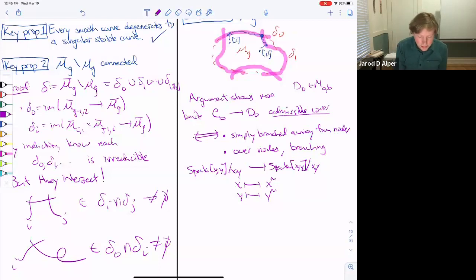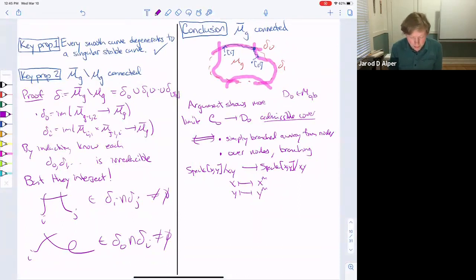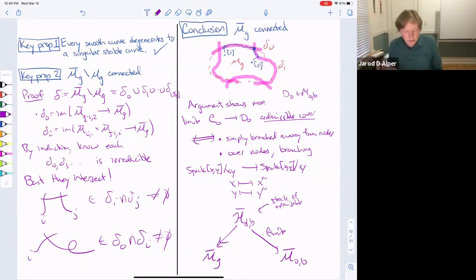But the upshot of this is it gives you a nice way to complete, or compactify, that picture we had earlier. Namely, you can define a stack of these admissible covers. And this maps by forgetting the cover to M_g bar. And on the other hand, it maps onto M0,B bar. And this map is finite and surjective. And so this gives you a compactified picture of that diagram we were using earlier.